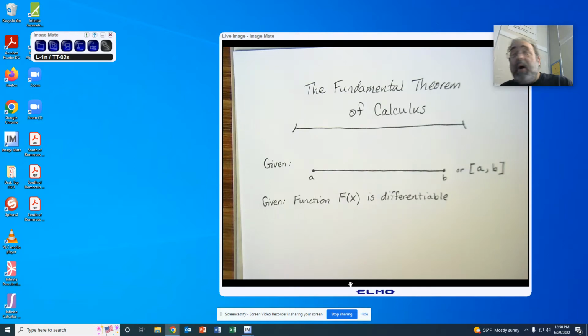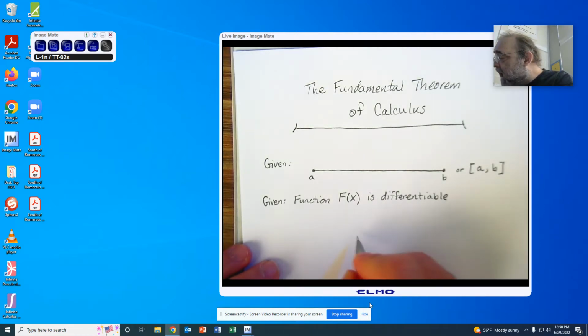Now, we're going to start off with the basic information that we had before, that we have a number line, that we have two values, a and b. There's a function f that is differentiable and therefore continuous over that interval. And we're going to want to make sure that as we do this, we keep in mind that there are certain formulas and ideas that are still allowed.